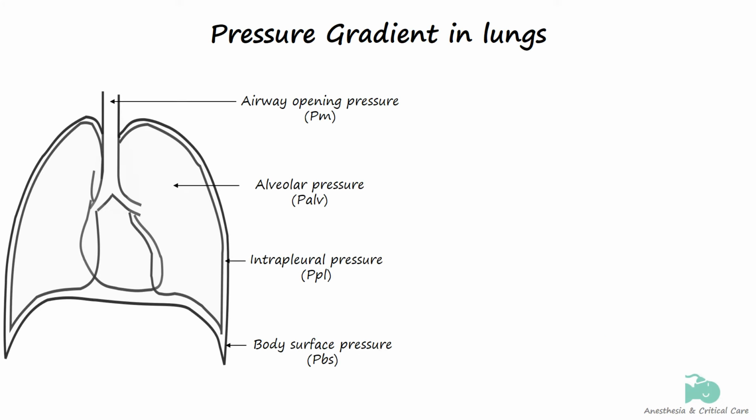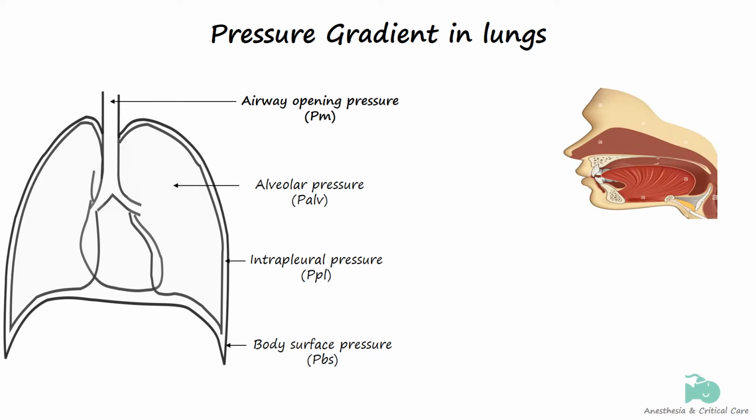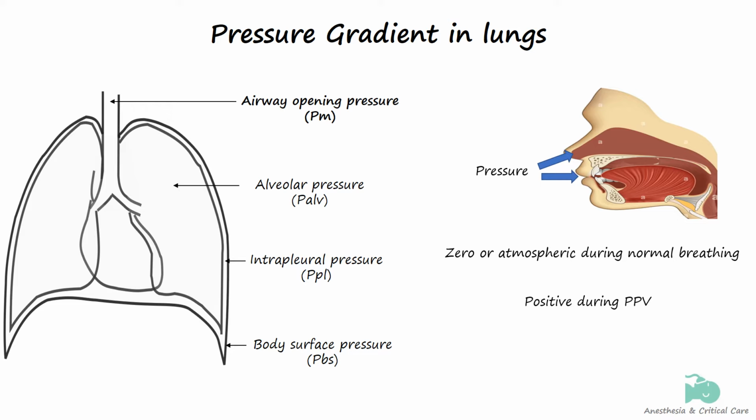The pressure in different parts of our respiratory system are different, and these differential pressures generate pressure gradients to ensure gas flow. Let's look into the individual pressure first, and later we will talk about the pressure gradient between them. Airway opening pressure or mouth pressure is the pressure at the mouth or nose of an individual. Also called airway pressure, the pressure is zero or atmospheric unless positive pressure is applied at the mouth or nose.